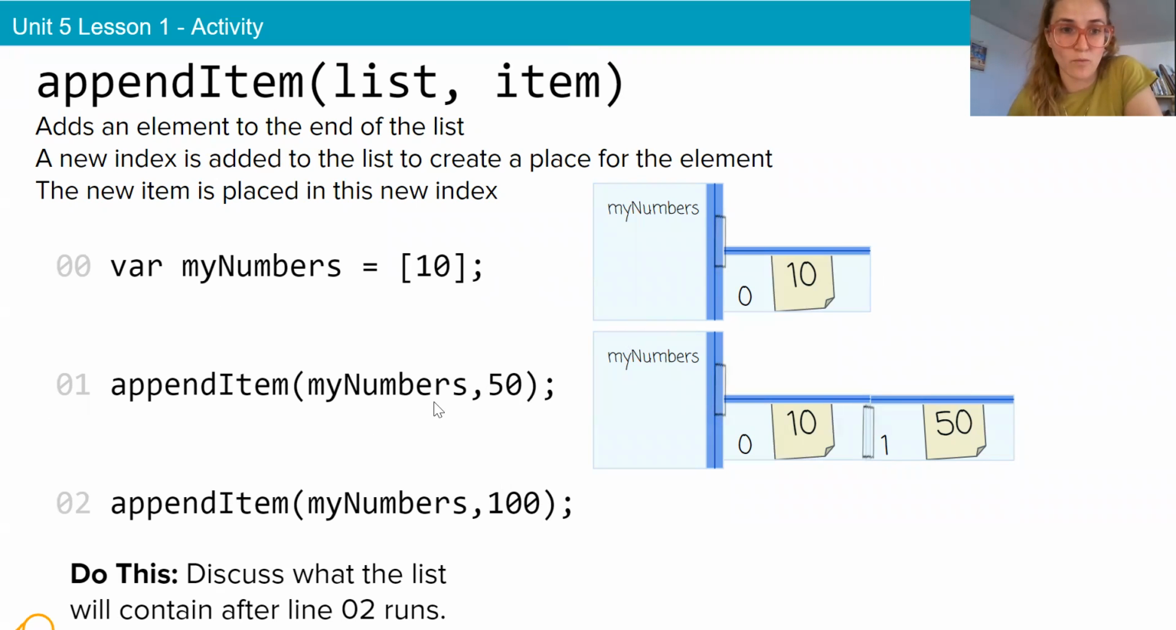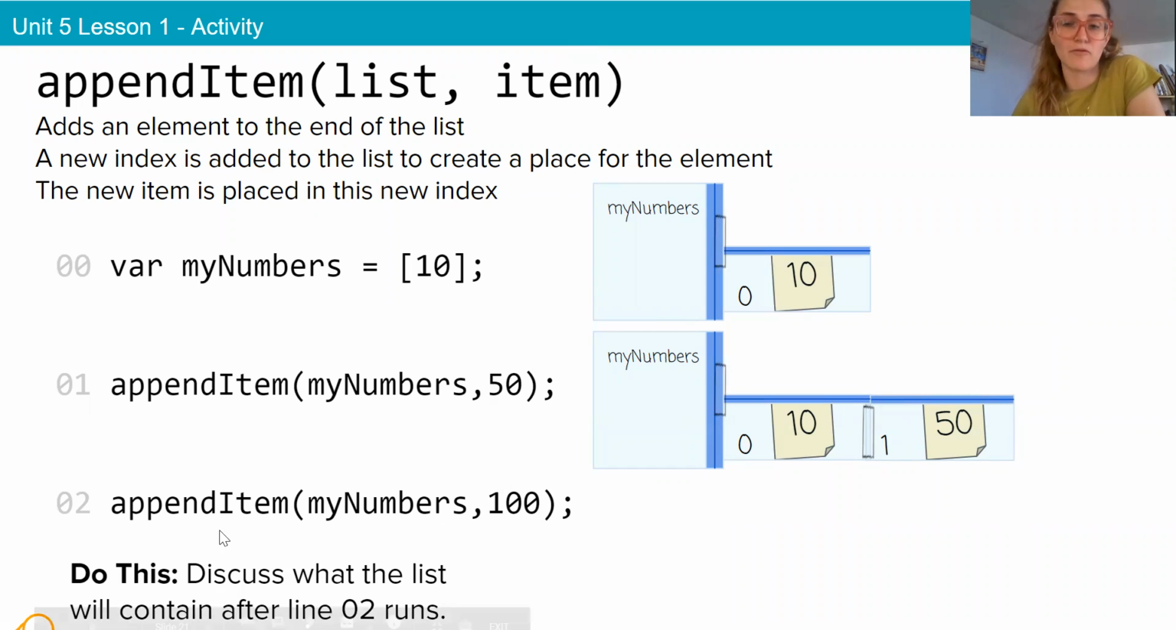Now we're going to do in line 1, append item to the my numbers list. We're going to add 50. So the new list becomes 10 and then 50.